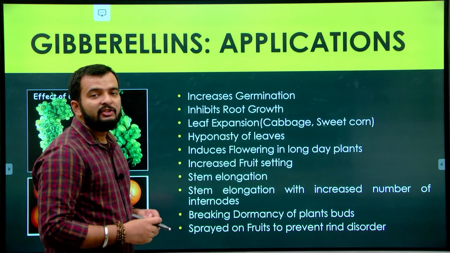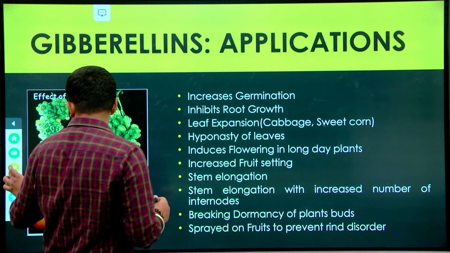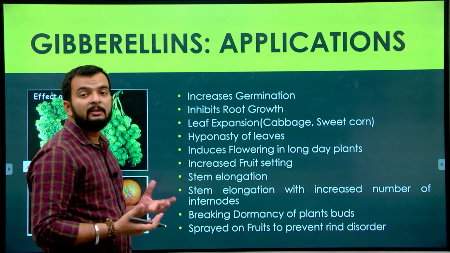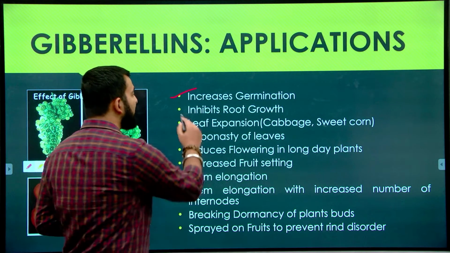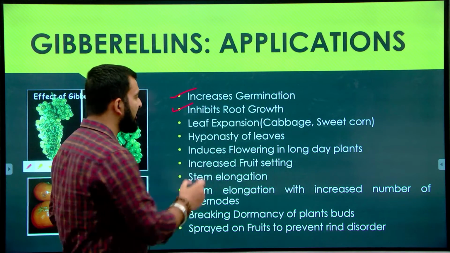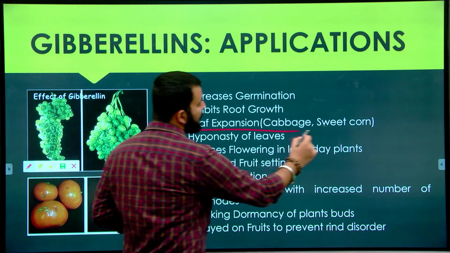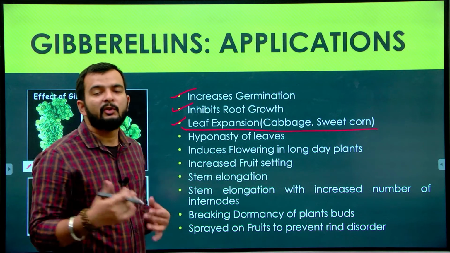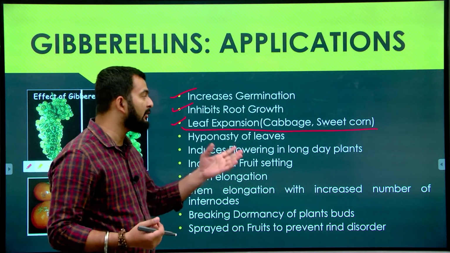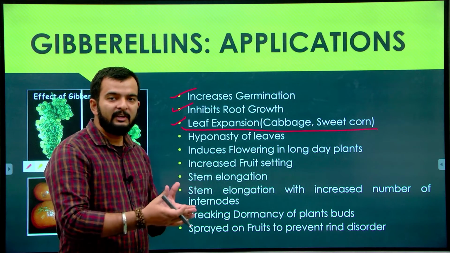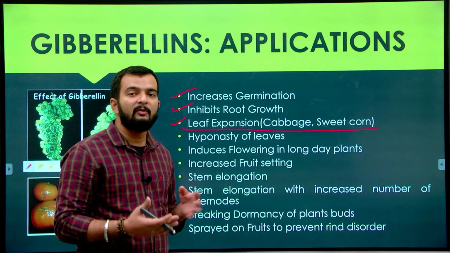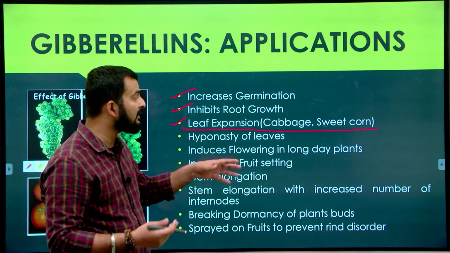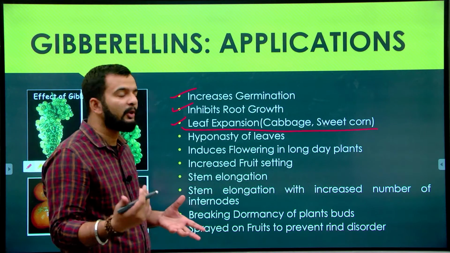So, applications of gibberellin: it increases germination. If it is applied on seeds, it increases the germination of the seeds. It inhibits root growth, and leaf expansion occurs, your leaf will become larger. So in the case of cabbage or sweet corn, cabbage is all leafy, right. If the leaf size is enhanced, your cabbage will be of a very huge size, the size of the cabbage will increase, hence your produce.